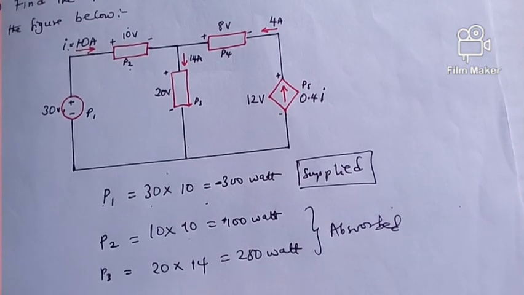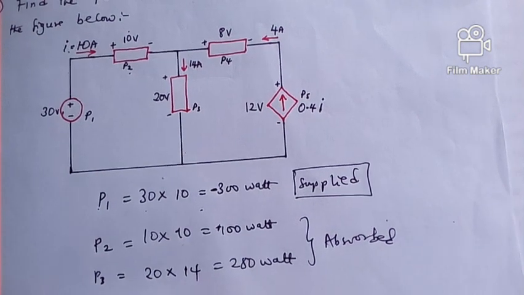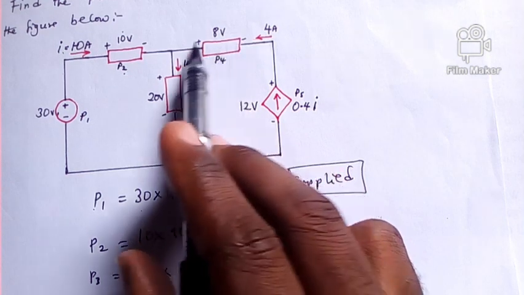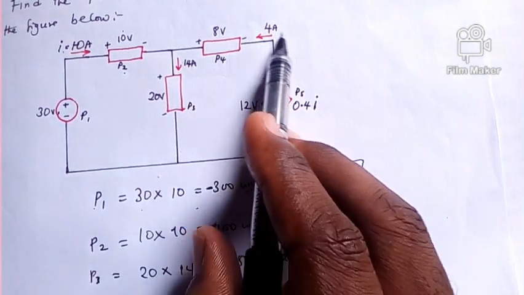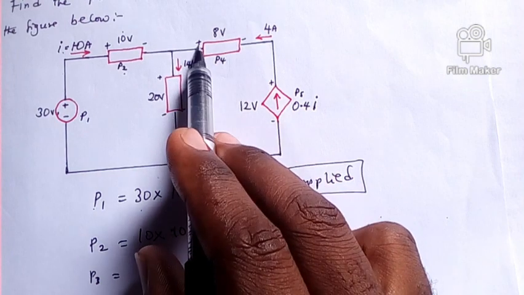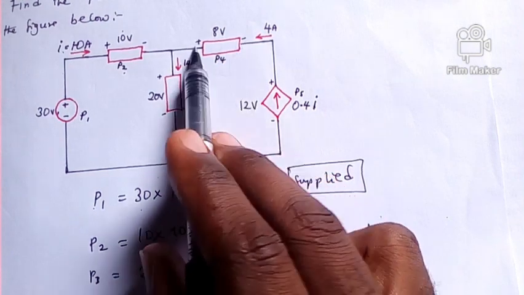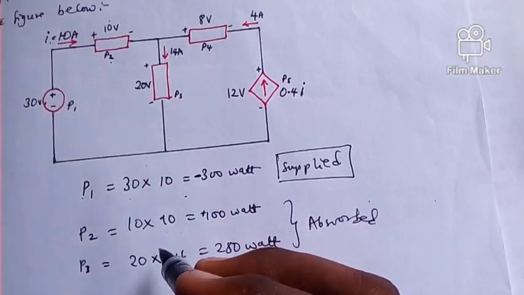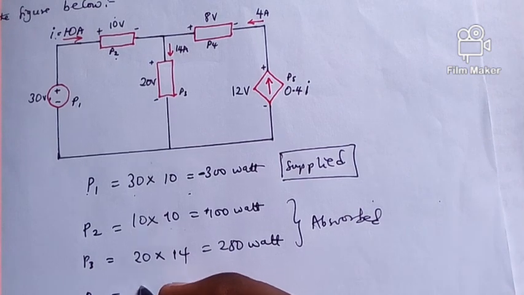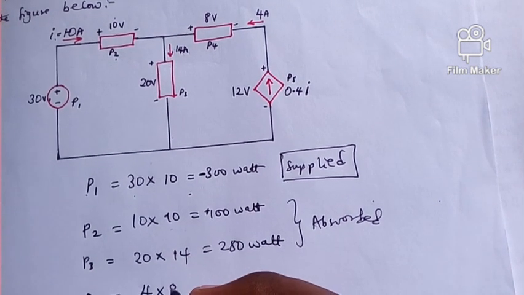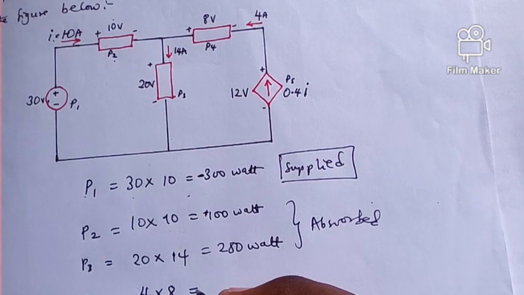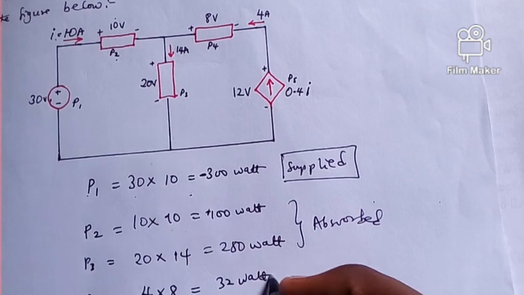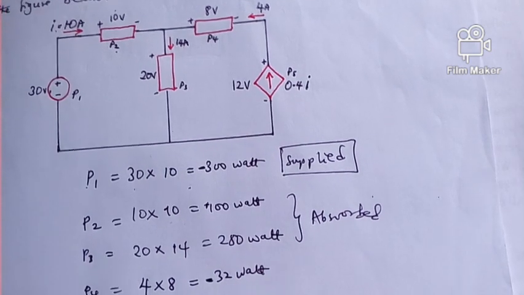Now we have power 4, P4. To figure out power 4, let's monitor the movement of current. Notice something. Current is flowing from negative to positive terminal. So did you get that? 4 amperes flowing from negative to positive terminal. So because of that, we say that this power 4 is supplied. So we quickly figure that out. This is going to be 4 times 8, and that is 32 watts supplied. It is going to have the negative sign.